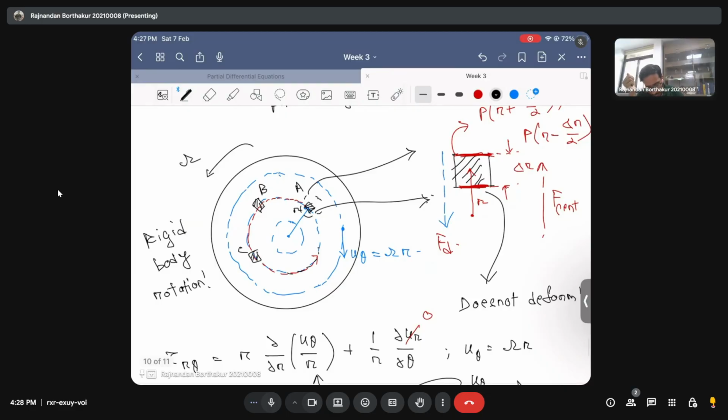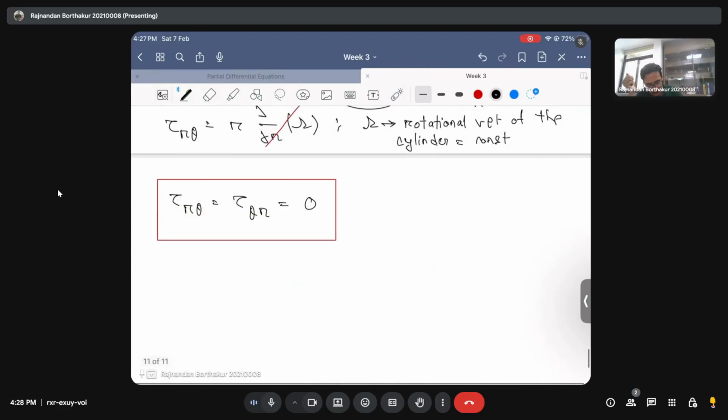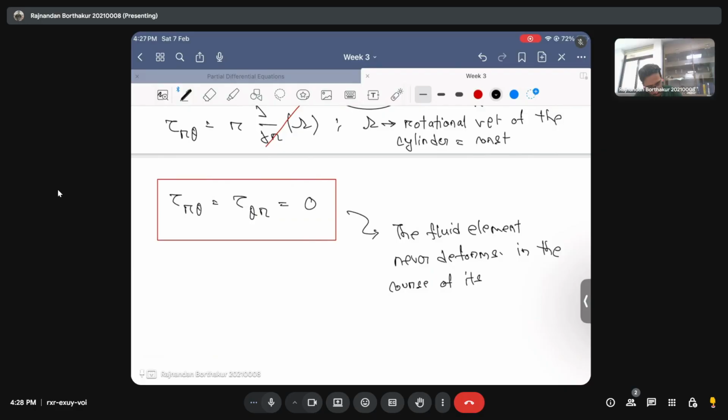So in other words, from here you can say that the fluid element never deforms in the course of its motion. And that's typically the reason why we call this type of motion rigid body motion.